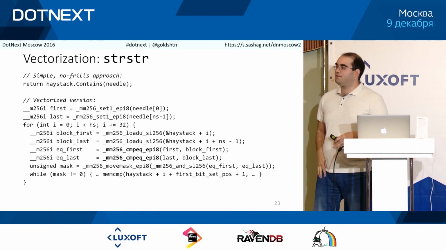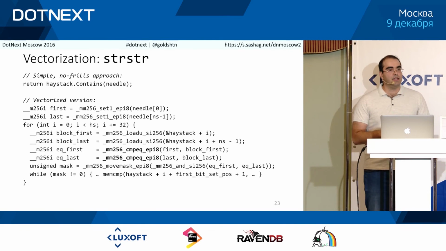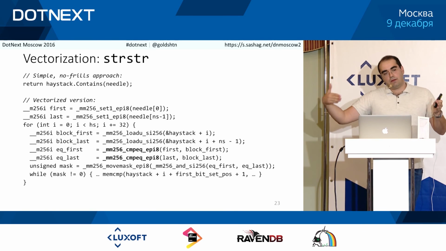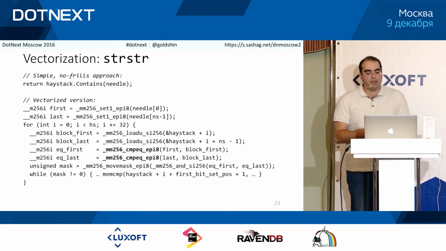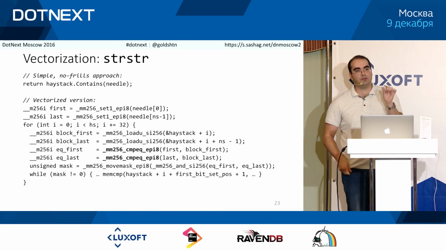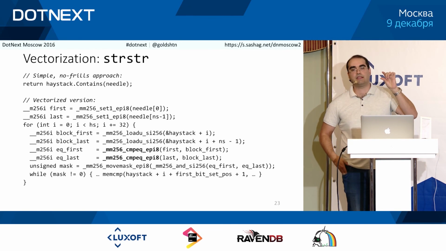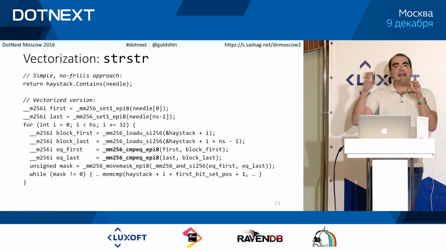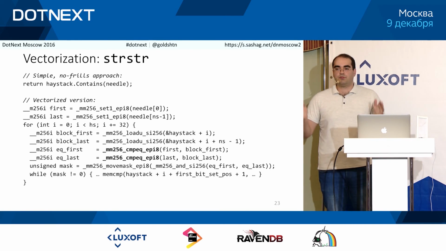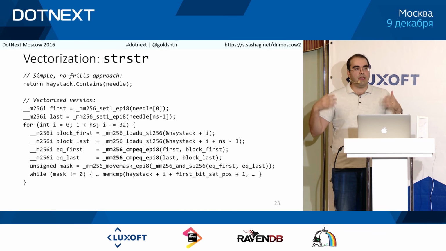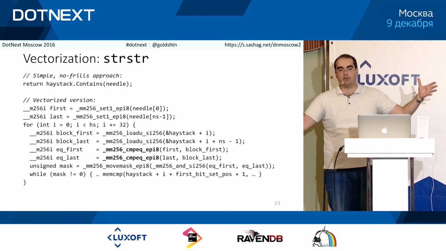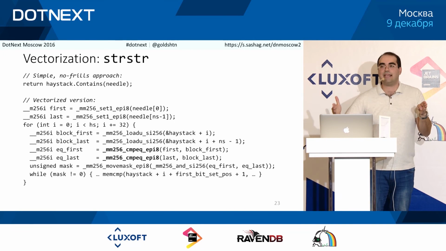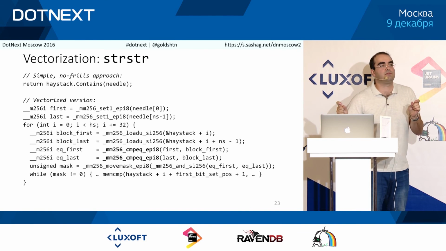Instead, what the vectorized version is doing is it's testing, using vector instructions, a large number of elements at the same time to see if that element is equal to the first character of the substring, and simultaneously if it's equal to the last element of the substring. So I'm trying to find where in the big string I have appearances of the first and the last character of my string.